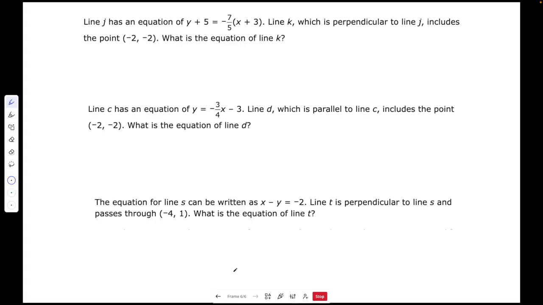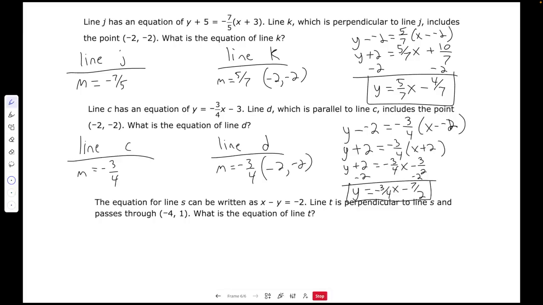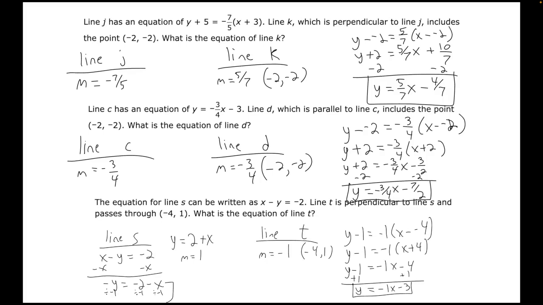Okay, now that you've had time to work these problems, let's check your solutions. For the first problem, here is the work, and you should have ended up with y equals 5/7 x minus 4/7. For the second problem, here is the work. You should have ended up with y equals -3/4 x minus 7/2. And for the last problem, here is the work, and you should have ended up with y equals -1x minus 3, or just y equals -x minus 3.